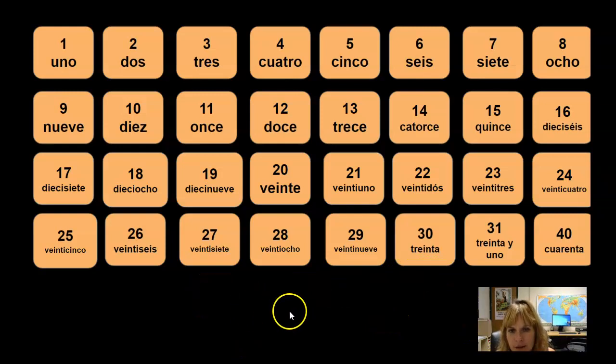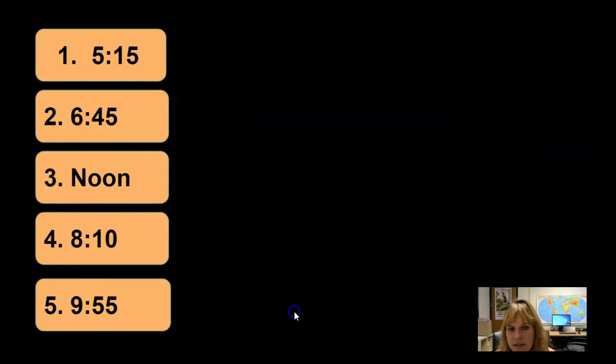Pero ahora vamos a practicar la hora. So we're going to take these and we're going to practice the time. So número 1, 5:15. So remember in español, when you're doing the time, you use es la for 1 o'clock. All other times you use son las. So if I was going to say 5 o'clock, I would say son las 5. Son las 5 y then I'm going to say the minuto, the minute.